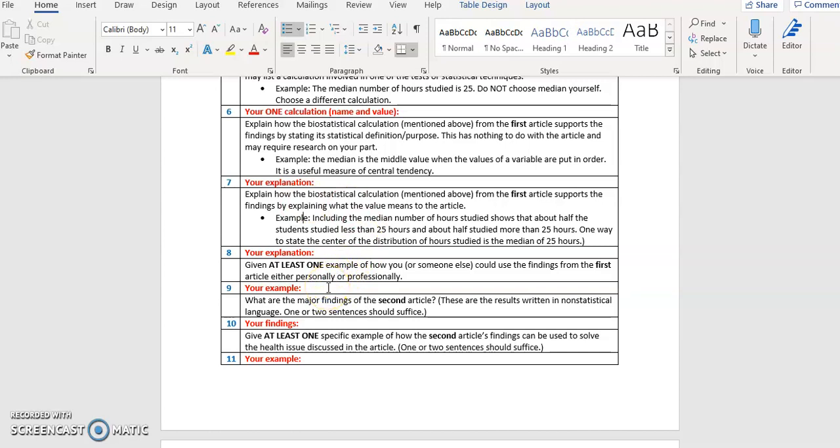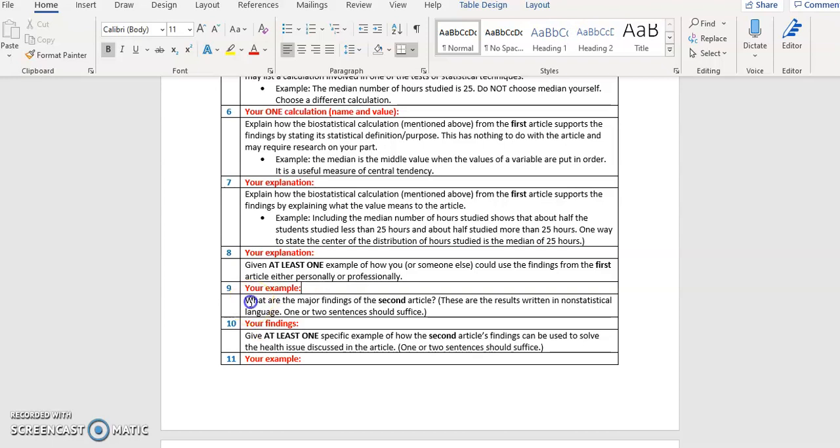Again, you don't need to write a lot. 1 or 2 sentences is completely good for 7 and 8. Number 9 is give at least one example of how you or someone else, you can imagine someone else doing it, could use the findings from the first article either personally or professionally. So again, you have to remember what are the findings, what are the ultimate results of the study, and how could someone use these personally or professionally. Being informed is not using these. So make sure you don't say, oh, I would just be informed when I treat my patients. No, no, no. We're being very specific about how you could use the findings, and being informed isn't using them. Provide an actual example of how someone might use the findings.